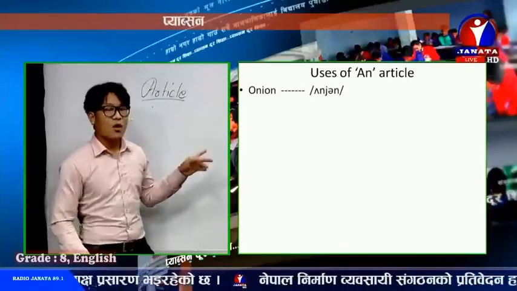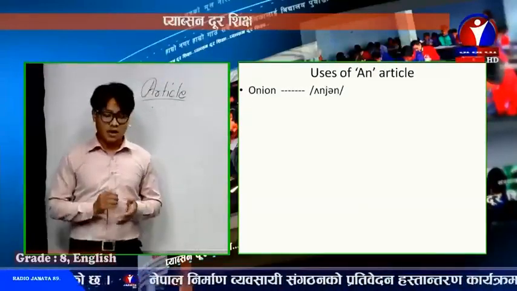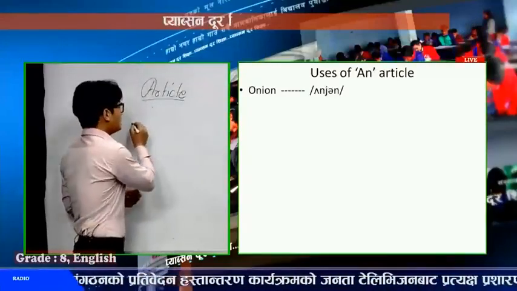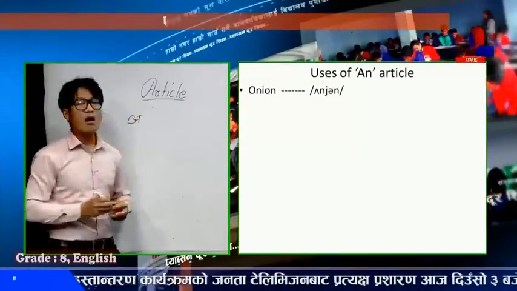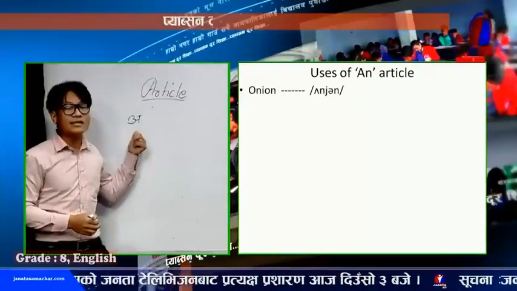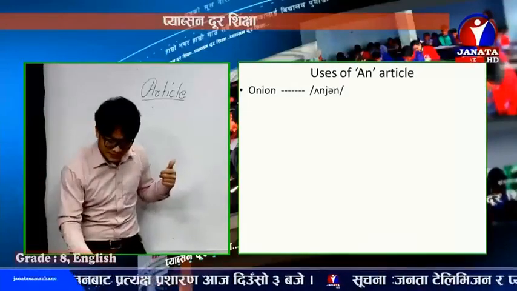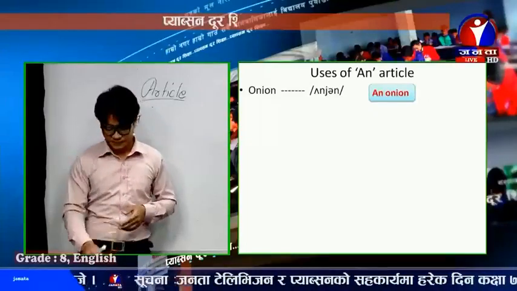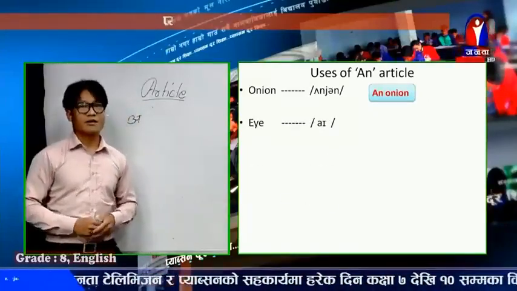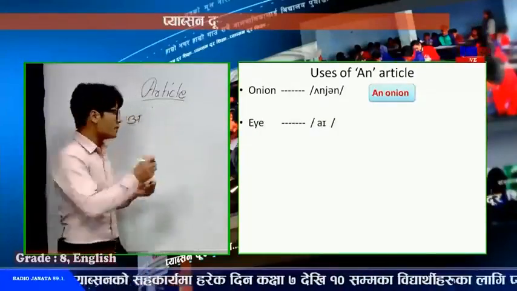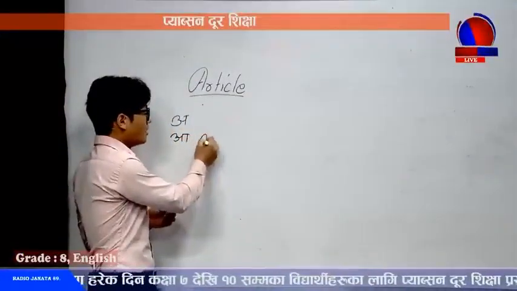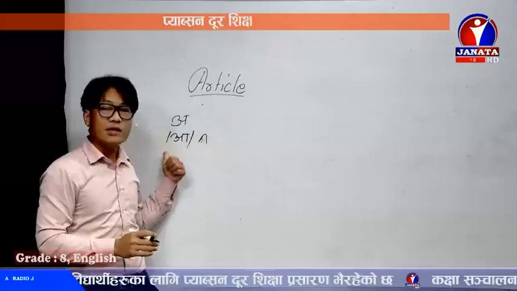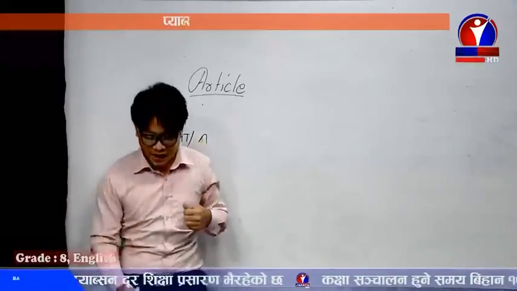First we have the word O-N-I-O-N, onion. Its sound starts with the vowel sound, onion. So you must be sure that it takes an article and it becomes an onion. Next, I. Obviously the first sound is a vowel sound, and it should be an I.